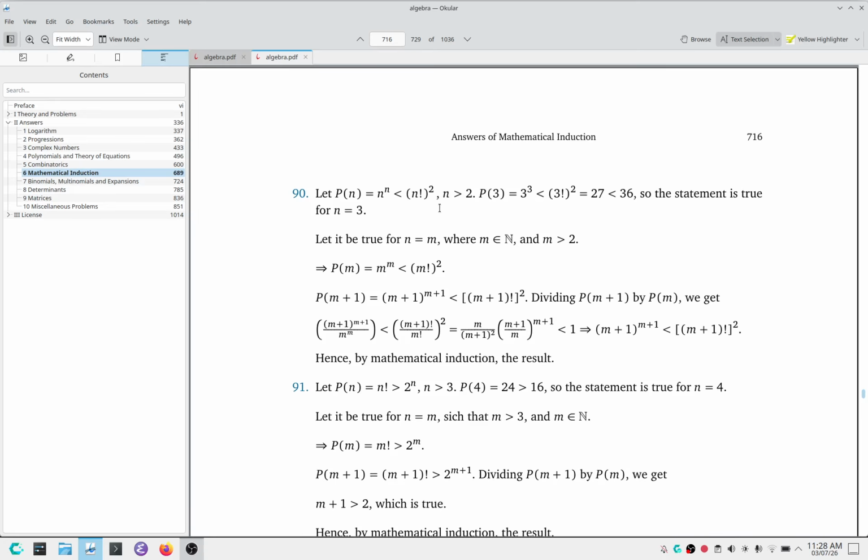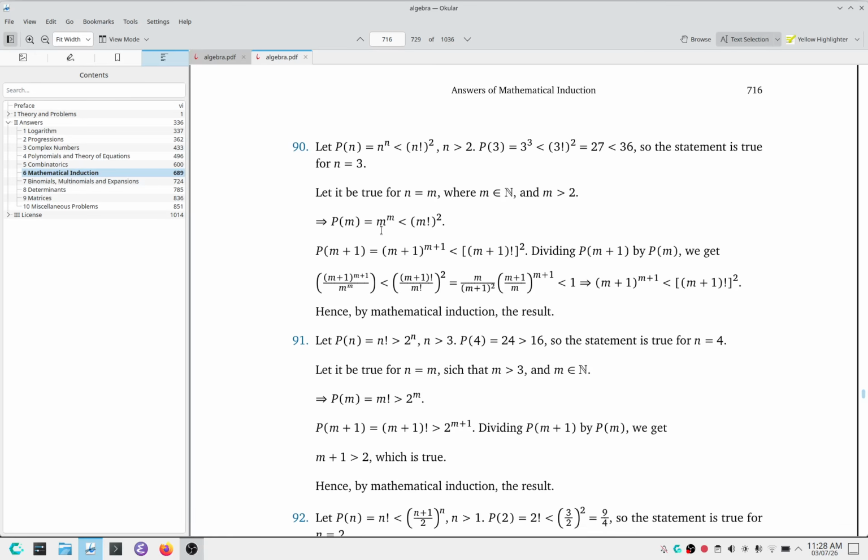So it is true for n is equal to 3. We let it be true for n is equal to m, where m is in the set of natural numbers and m greater than 2. So we have m raised to the power m less than m factorial whole square. Now we have to prove it for n is equal to m plus 1, so we get m plus 1 raised to the power m plus 1 less than m plus 1 factorial whole square.